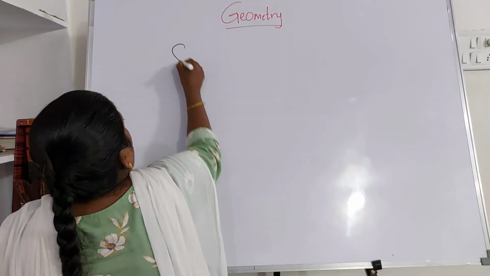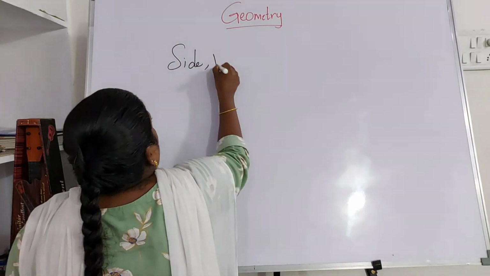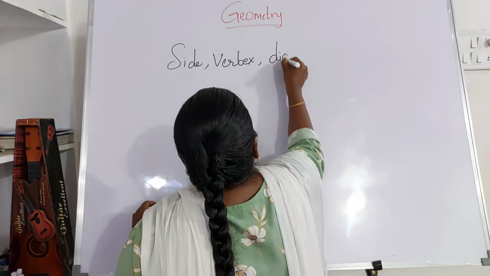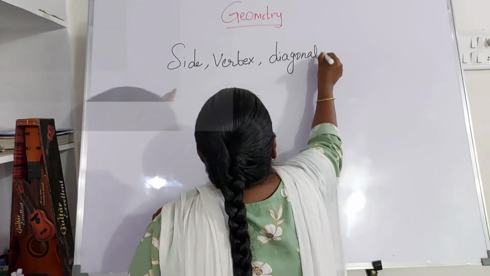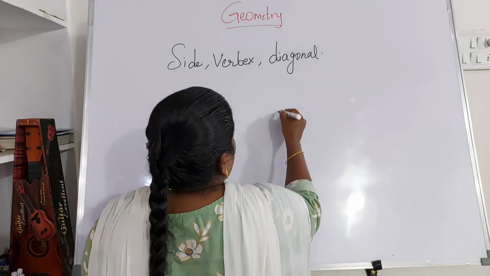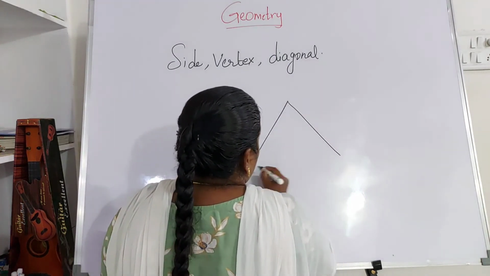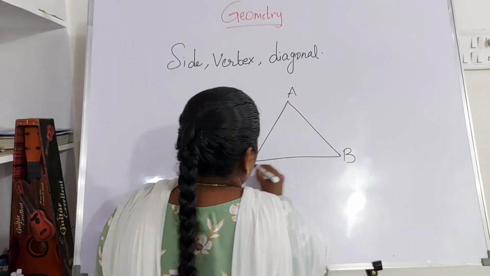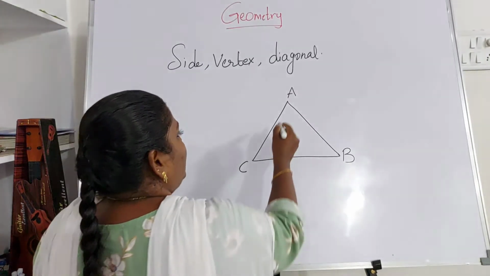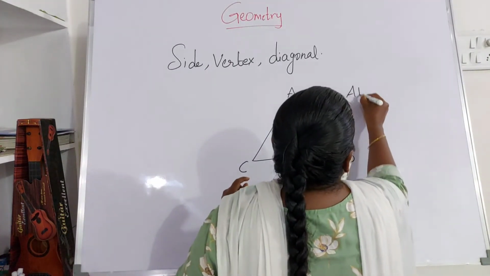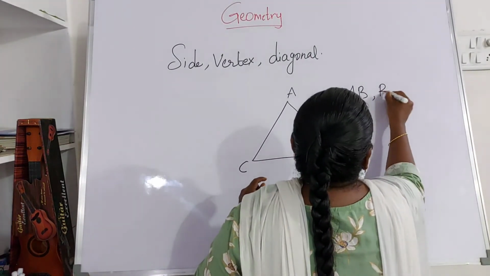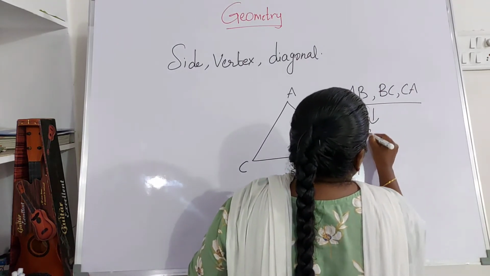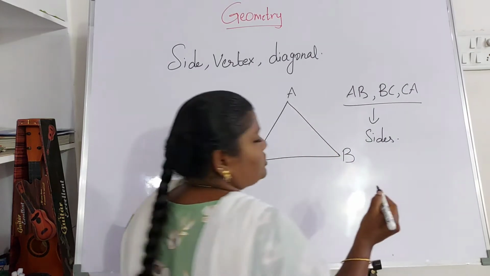Now let me explain what is a side, a vertex and a diagonal. Let me take an example of a figure, that is, I have taken a triangle with three vertices A, B and C. Now what is a side? A line segment AB, BC, and CA are line segments. So these are called the sides of a triangle.